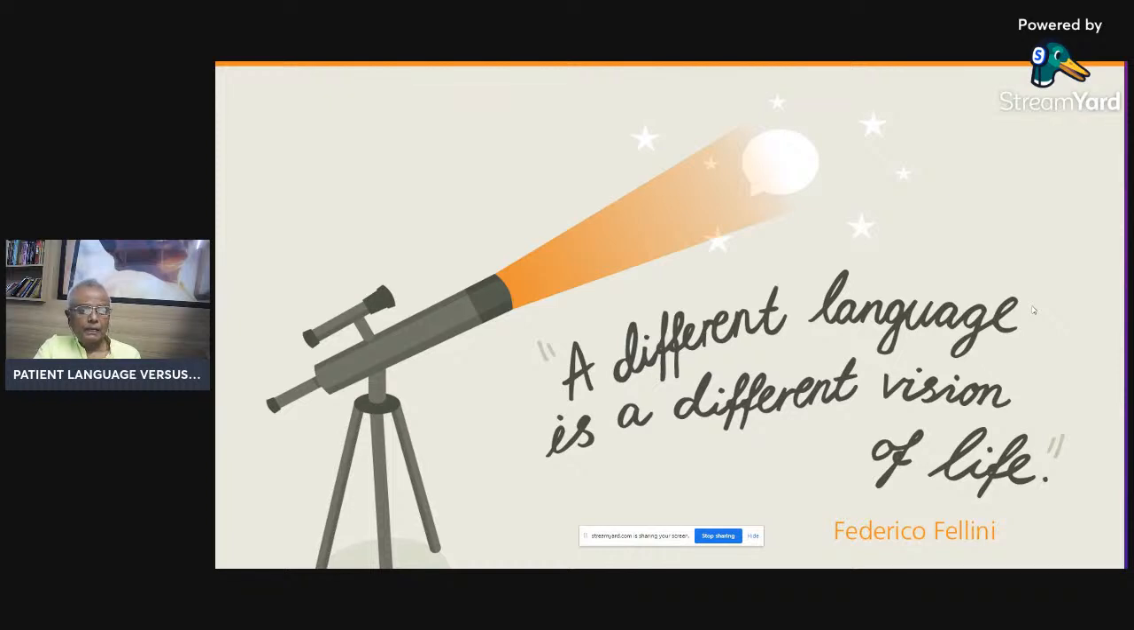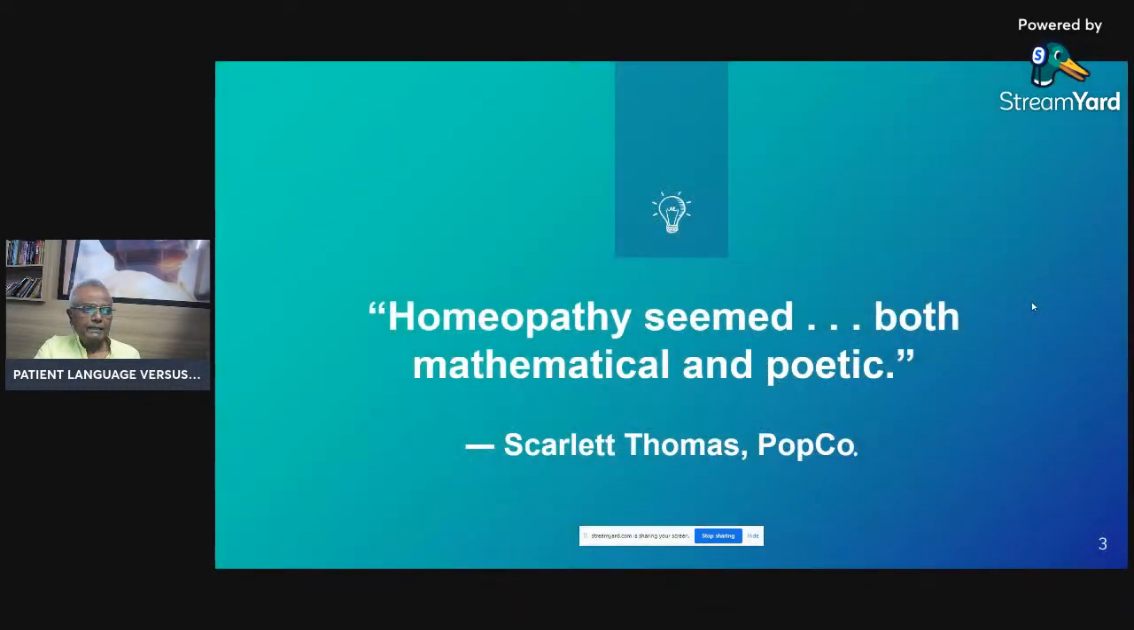So diminishing or reducing the gap between the two languages is what we have to learn today: how we can minimize the gap between the two languages. Our homeopathic practice seems to be mathematical and at the same time poetic. It is like creating a poetry.